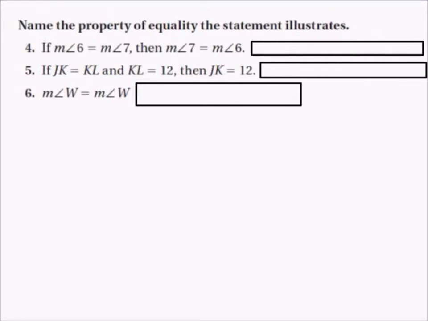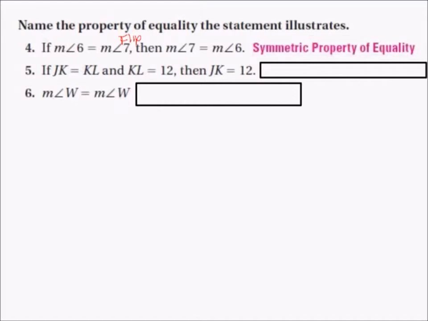Next, let's give you a little bit of time. If you go back to your notes, as we look at number 4, it says if measure of angle 6 is equal to measure of angle 7, then measure of angle 7 equals the measure of angle 6. So remember I told you, we have reflective, we have flip, and we have kind of the 1, 2, 3, the train line. So what happens here, number 4, we flip. And you have memorized that when you flip, so instead of 6 and 7, you got 7 and 6, you have the symmetric property of equality.